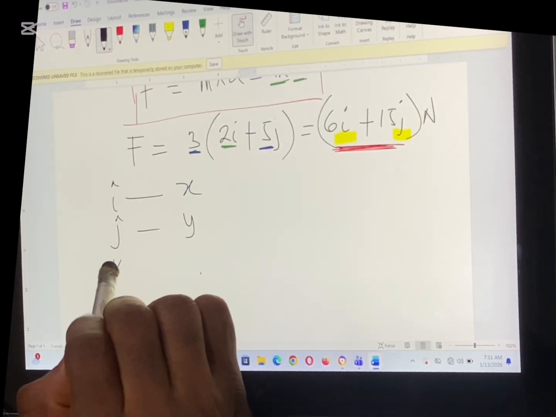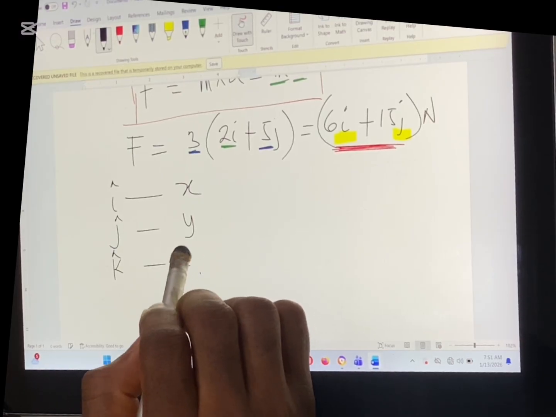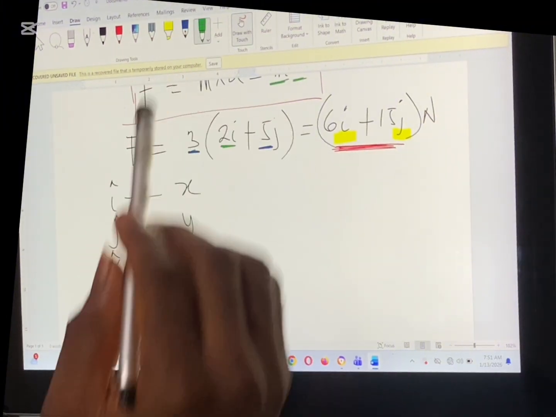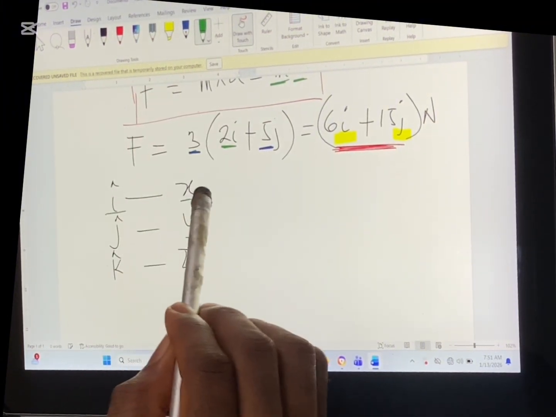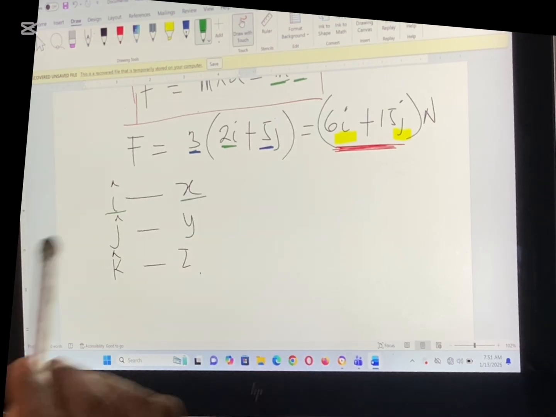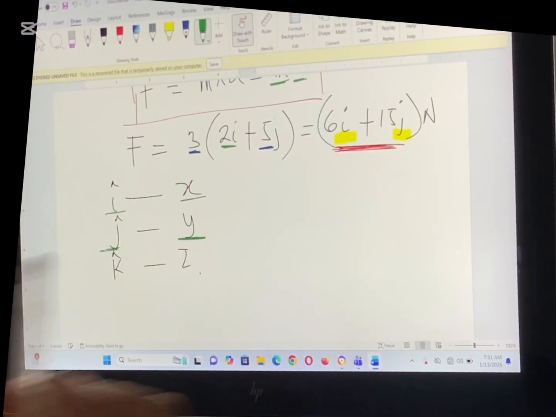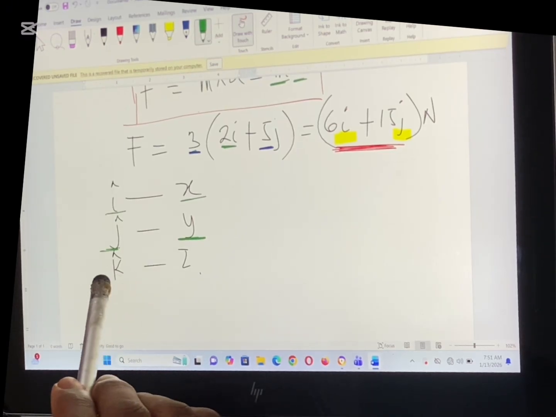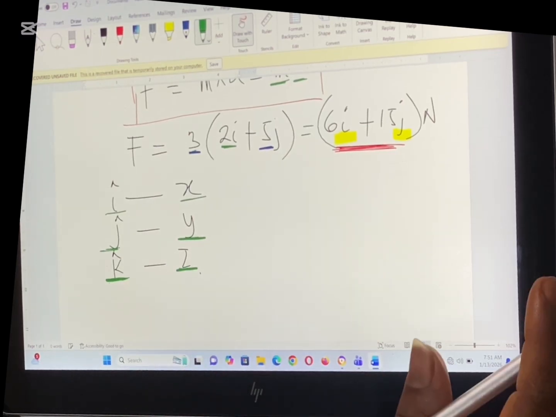And this K you are seeing here as a vector can also be written as Z as a letter. So when you see I as a vector, it is the same thing as S as a letter. When you see J as a vector, it is the same as Y as a letter. When you see K as a vector, it is the same as Z as a letter.